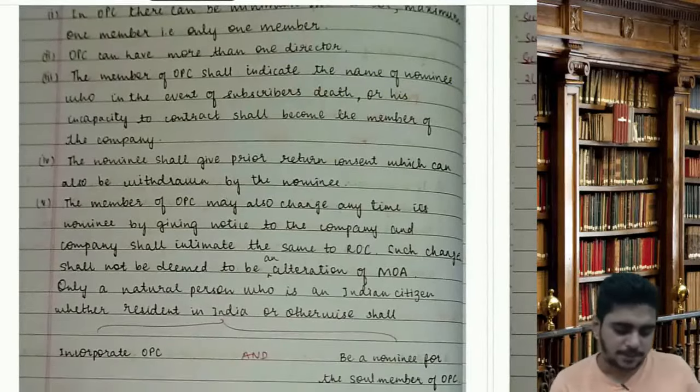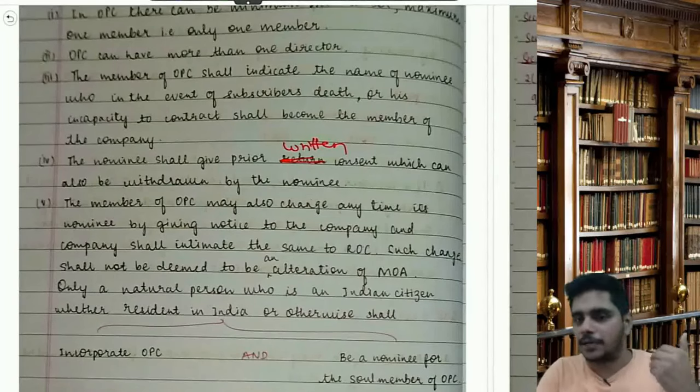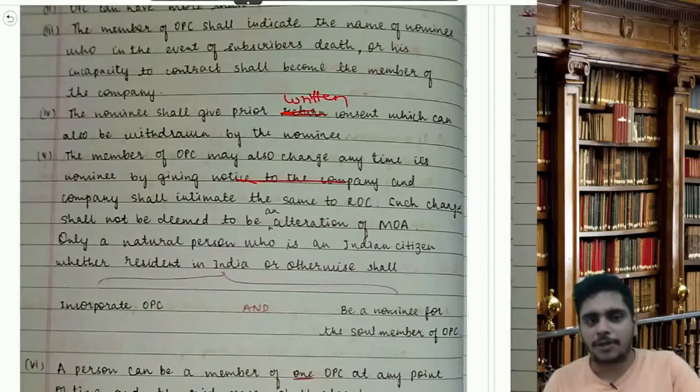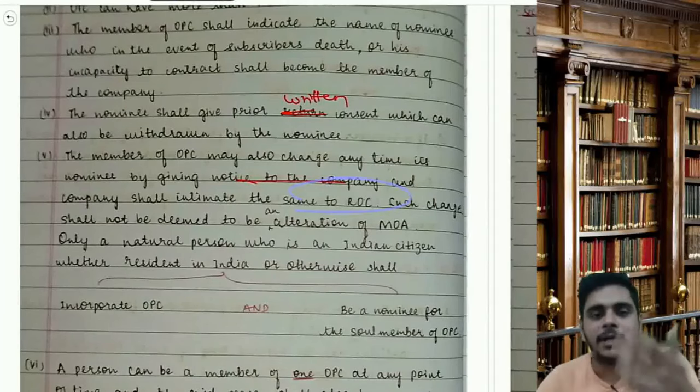The nominee shall give his prior written consent, which can also be withdrawn by the nominee. The member of OPC may also change its nominee at any time by giving a notice to the company that I want to change my nominee, and the company shall intimate the same to the ROC. Such change shall not be deemed to be an alteration of MOA.